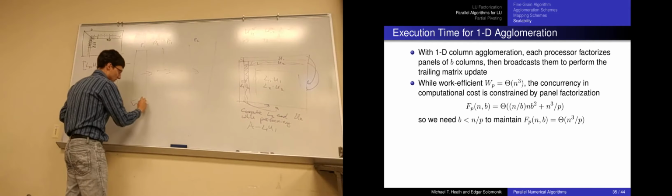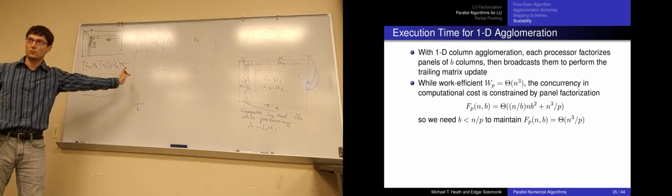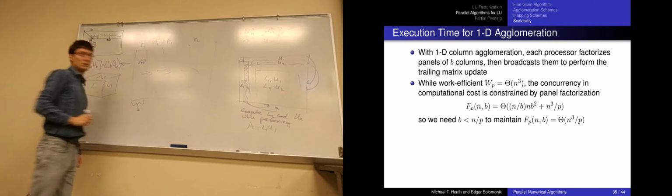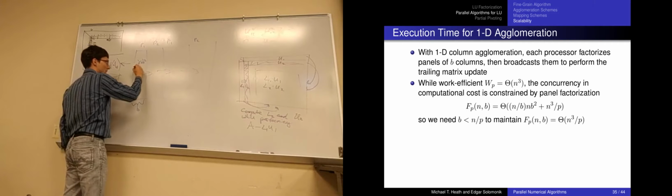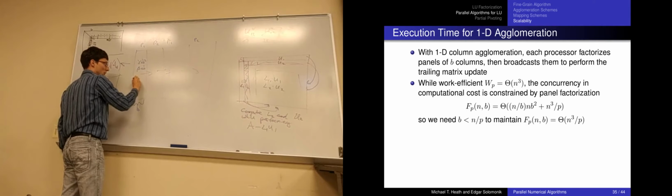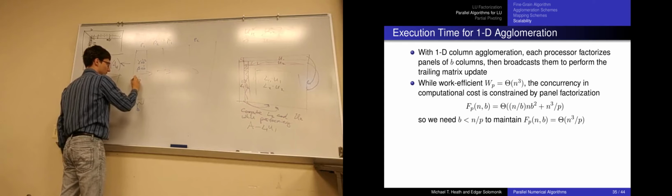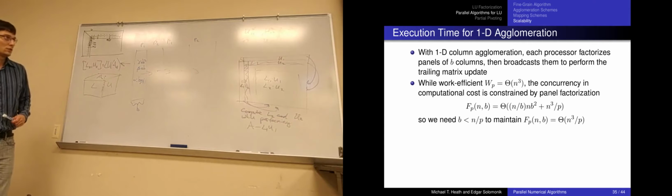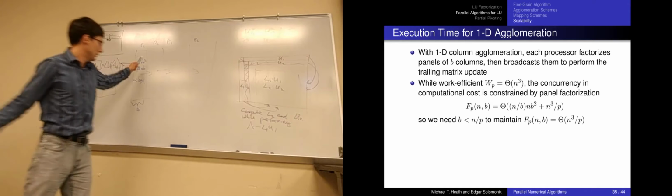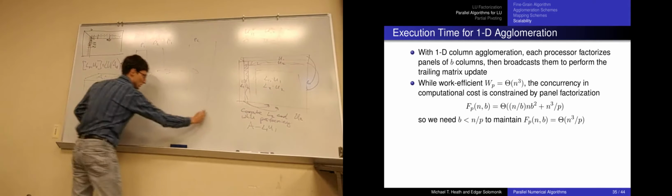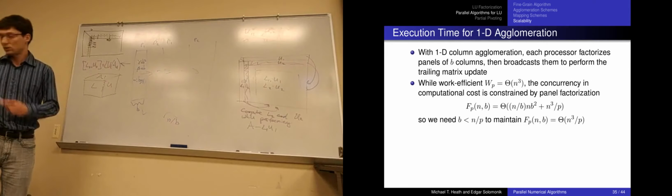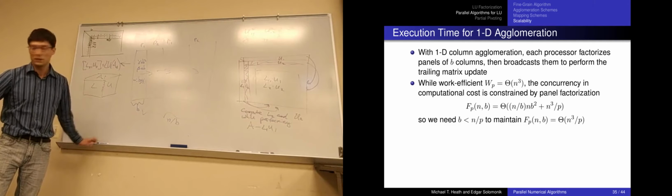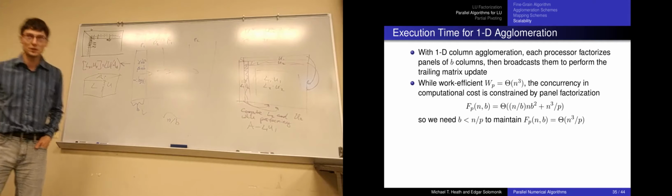If this is of size B, this panel factorization is done purely by a single processor, and it requires this much time for flops, and it requires a broadcast of size NB, which requires log P messages. We have one of those for each of the panels. The total number of panels is n divided by B. So we can take the amount of work we have to do for each panel and multiply that by n over B to get the computational cost.